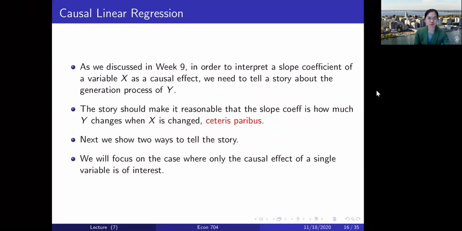Next, we're going to show two ways to tell this causal story. How do we tell the story? There are many ways, but we're going to show you two methods. And we are going to focus on the case where we are only interested in the causal effect of one single variable. There may be other variables involved in the model, but their effects are not what we care about.